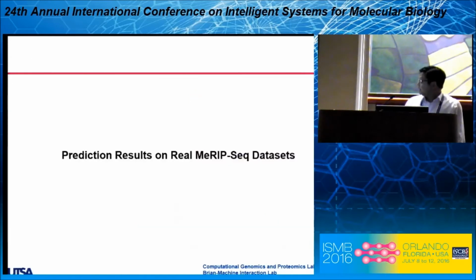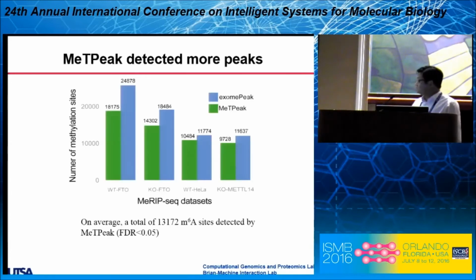Okay, so now let me tell you a little bit about the prediction results on these 2 real data sets. First of all, in terms of number of peaks, I'm only showing you the number of peaks in 4 data sets, but overall, on average, MACDB predicted about 13,000 peaks in each one of the data sets, so 13,000 m6A sites, at this cutoff rate.